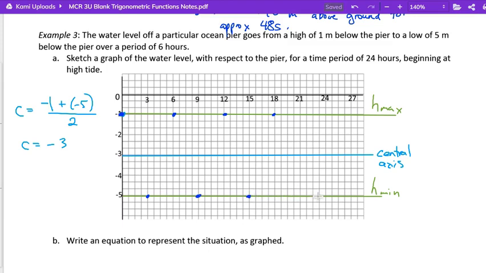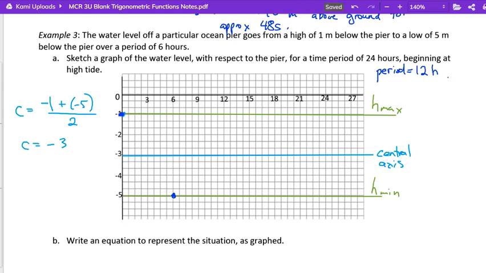Liam? In the question it says it takes 6 hours to go from 1 meter to -5. Thank you, Miss Sly made a mistake. So from 1 meter to -5, it takes 6 hours. Got it. So that makes our period longer. Yes, so half of a cycle is 6 hours long. So what is our period in that case? A total of 12. And actually, that makes sense, right?